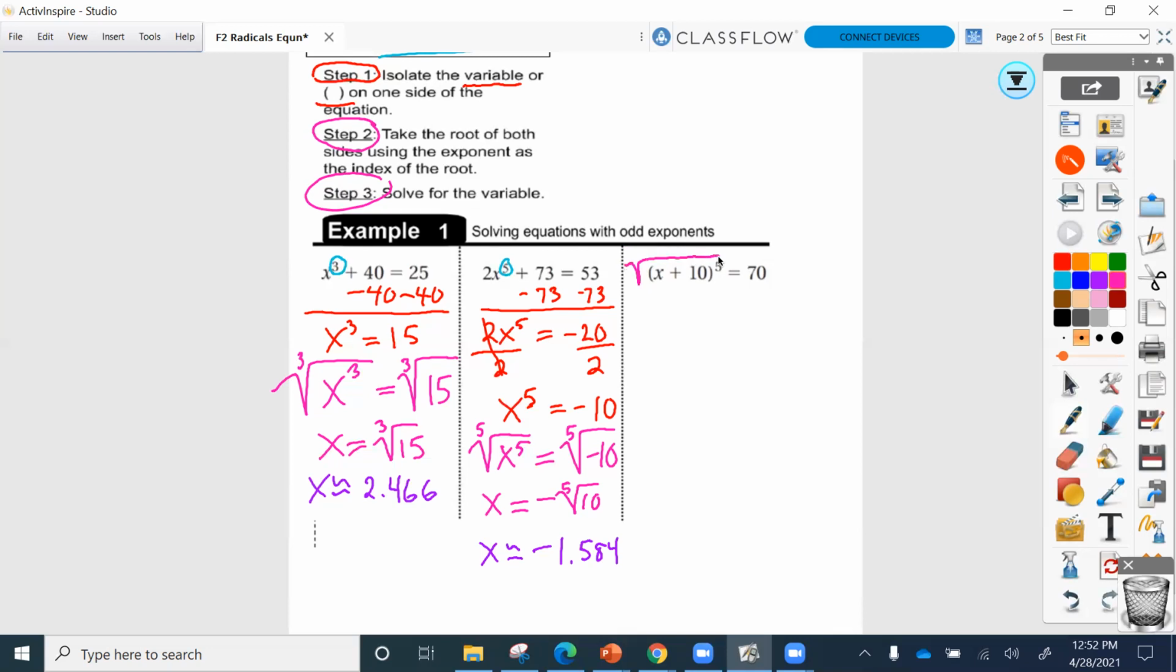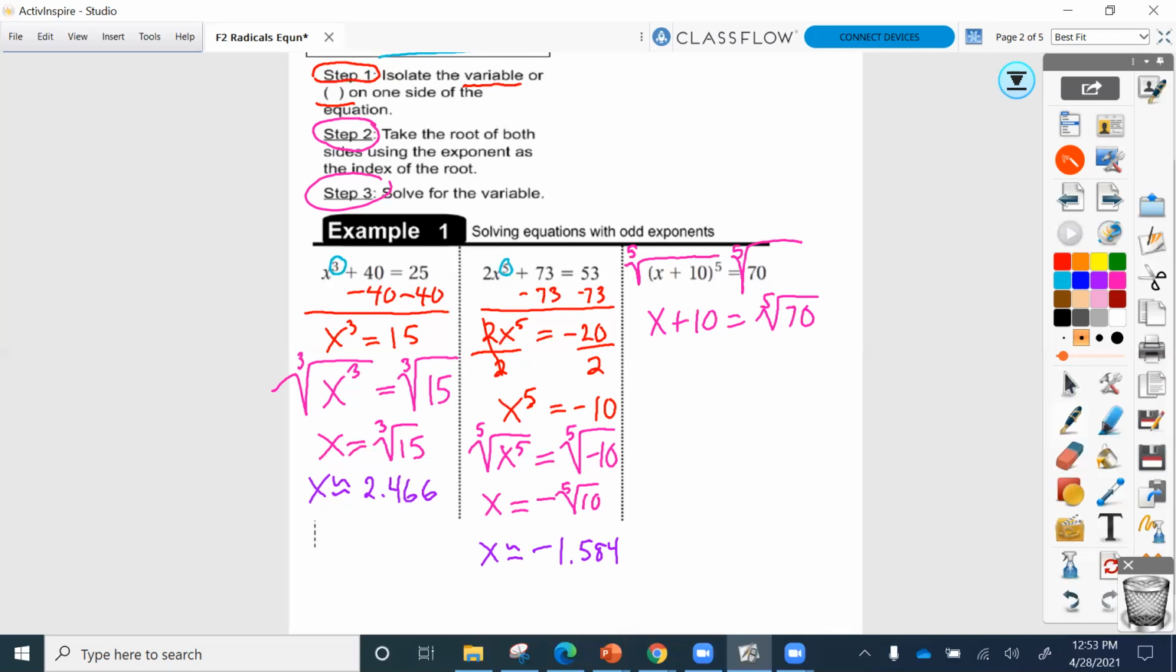We're just taking the 5th root of both sides of the equation. So the 5th root and the exponent of 5 cancel each other out. So you're just left with x plus 10 is equal to the 5th root of 70. So 70, you can't simplify the fifth root of 70 anymore.